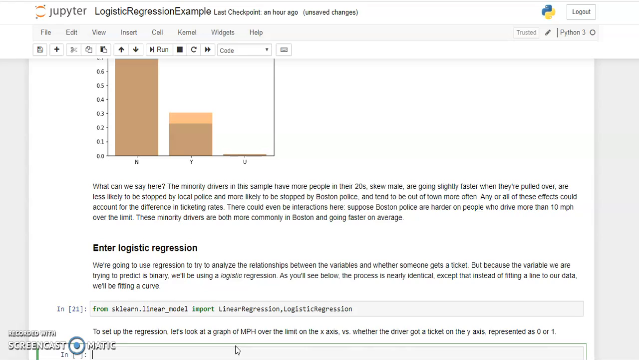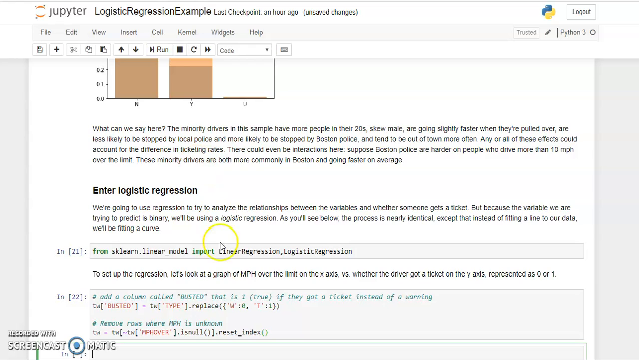Let's start by looking at miles per hour over the speed limit and whether they got a ticket as 0 or 1, right? So we're going back to our tickets versus warnings here. And let's create a new column called busted. If ticket is true, if it was a ticket, not a warning, then we're going to look at that compared to how far over the speed limit they were going. So we want to see if miles per hour over the speed limit is strongly influencing the likelihood of getting a ticket.